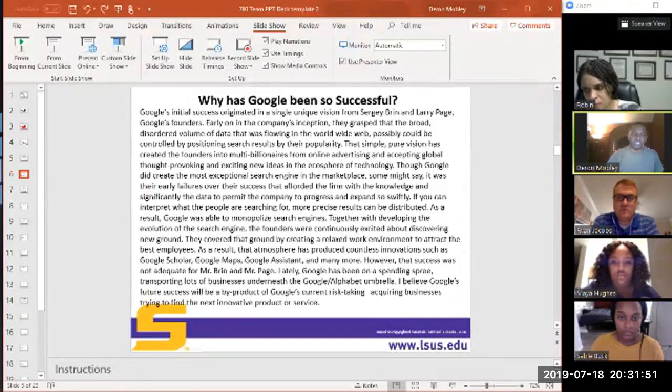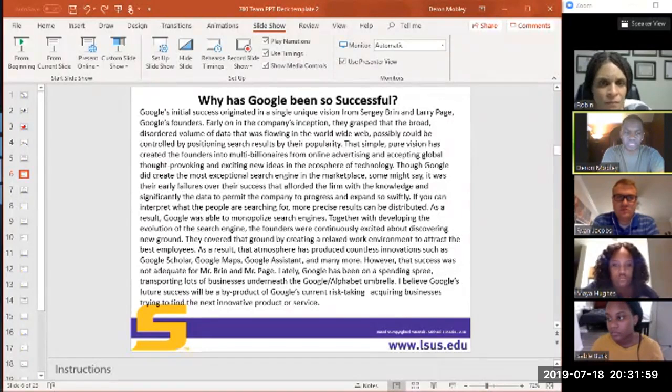I can move on to my next slide, Sable, which asks, why has Google been so successful? And it kind of rolls into the same thing. When the founders of Google, Sergey Brin and Larry Page, started at Google, they wanted to innovate, and they became billionaires, as we all know, on innovation. But they focused on one specific thing.